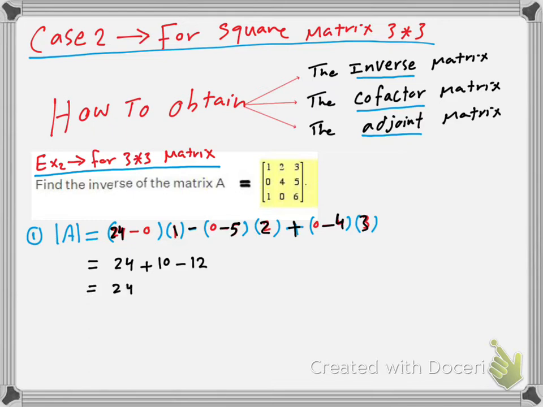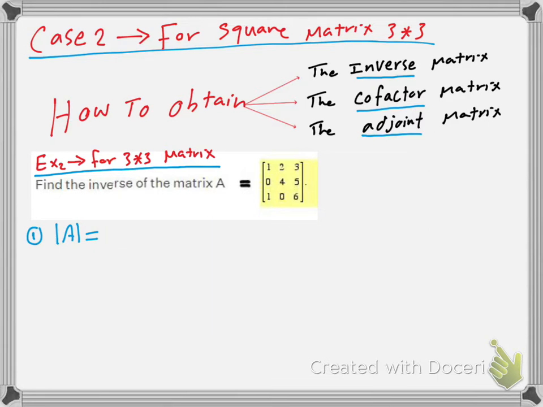Now I have 24, and 10 minus 12, which is negative 2. Then 24 minus 2 becomes 22. So the determinant of the matrix A equals 22. Hence, it's not equal to 0, so we can compute the inverse.